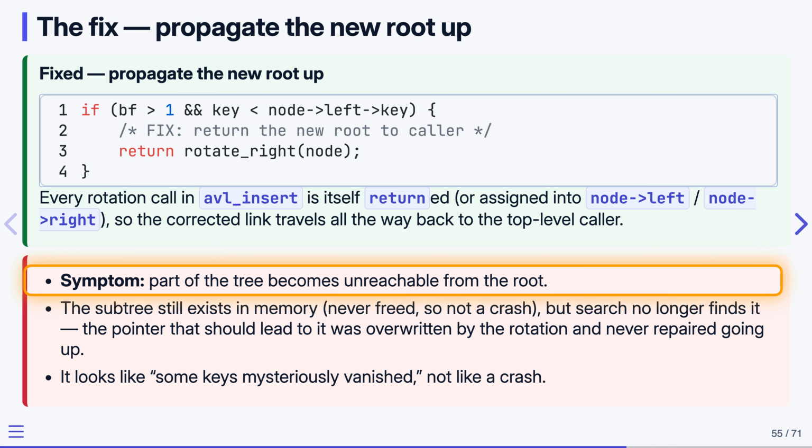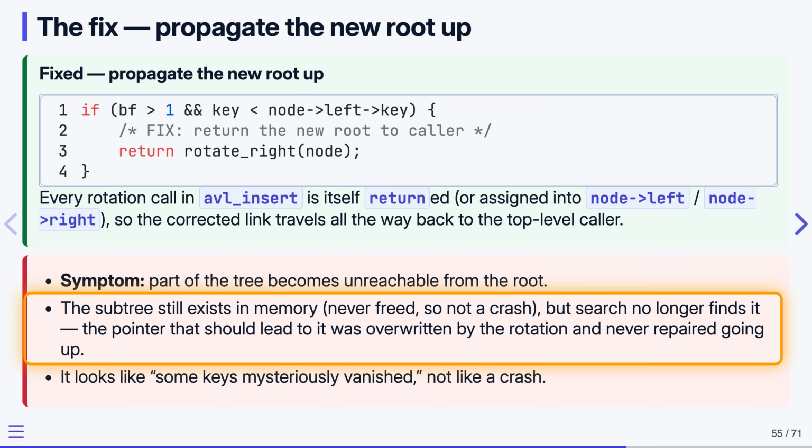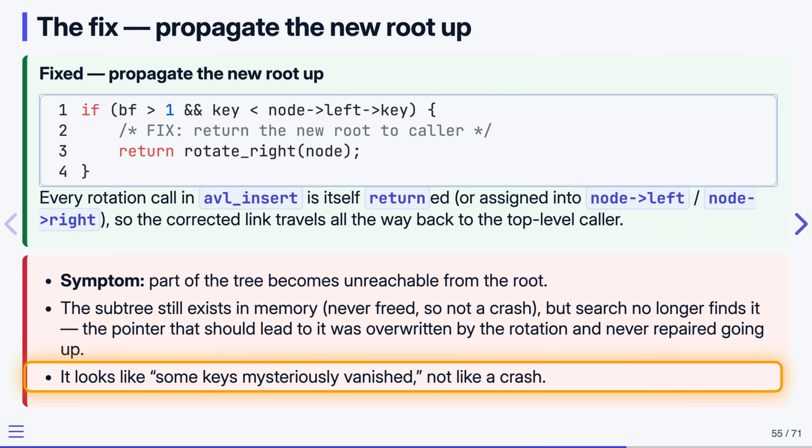What does the bug look like when it happens? Part of the tree becomes unreachable from the root. The subtree still exists in memory, and it is never freed, so nothing crashes. But search no longer finds it, because the pointer that should lead there was overwritten by the rotation and never repaired on the way up. So it looks like some keys mysteriously vanished. It does not look like a crash, which is exactly what makes it hard to find.